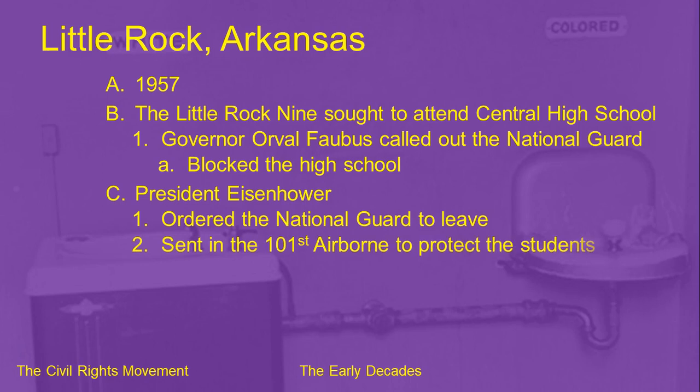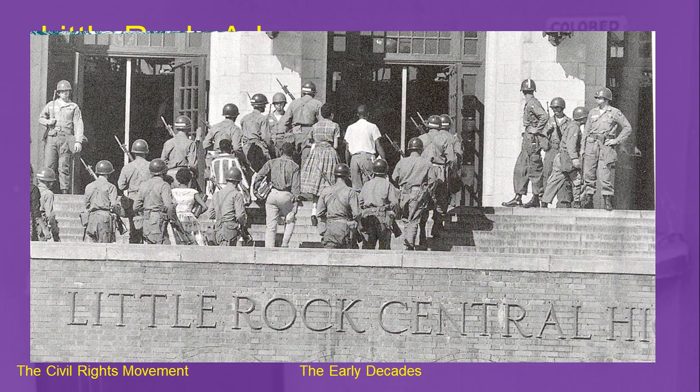You must leave. He then ordered the 101st Airborne in to protect the students that were going to school. And so when the 101st came in, then the Little Rock 9 got to go to school. The 101st Airborne would remain in Central High School for the remainder of the year, protecting these students who were going to school. What you don't see in this picture, you see the kids being escorted into the building, and you can see these soldiers here on the ends of their rifles. They have fixed bayonets. This is a show of force.